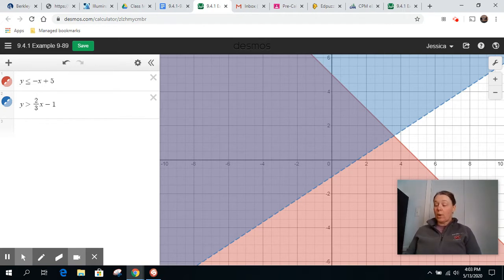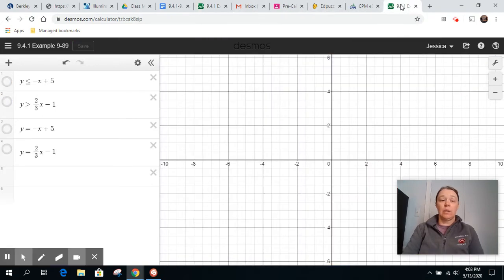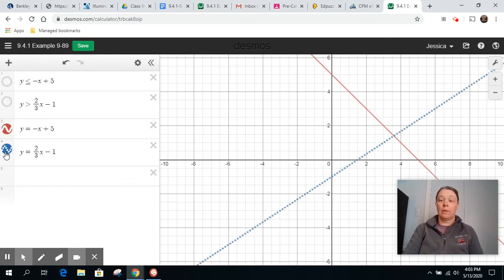Now my next question is, if we only had the boundary lines, there are my boundary lines. How could I figure out where my solution is if I only had the boundary lines? If I had graphed them, how am I going to know which region meets both of those constraints, as we'll call them? It's going to do two things at once: less than or equal to my red line and greater than my blue line.